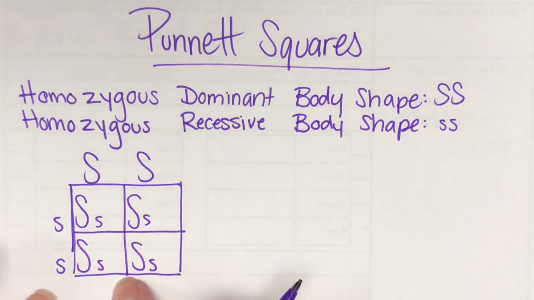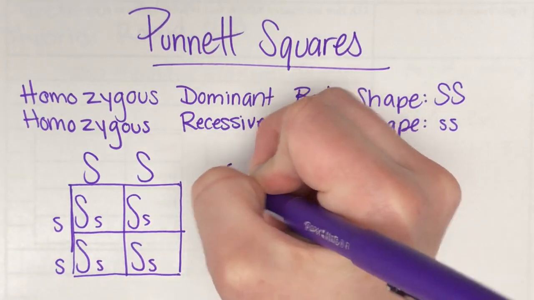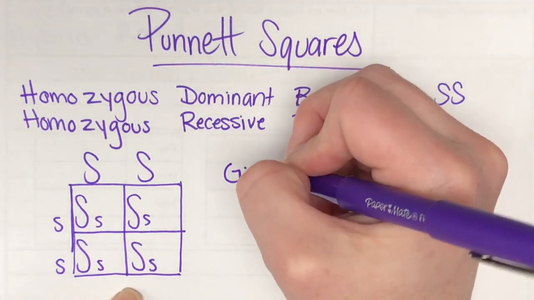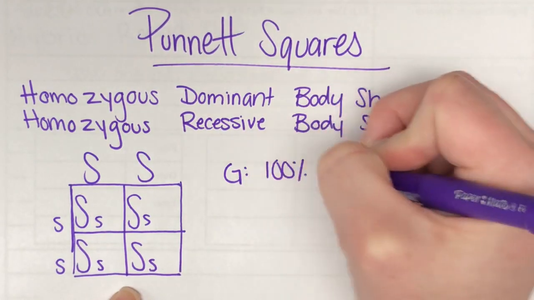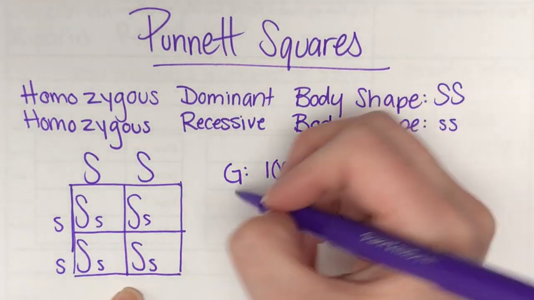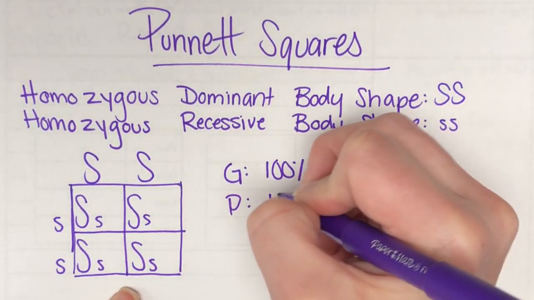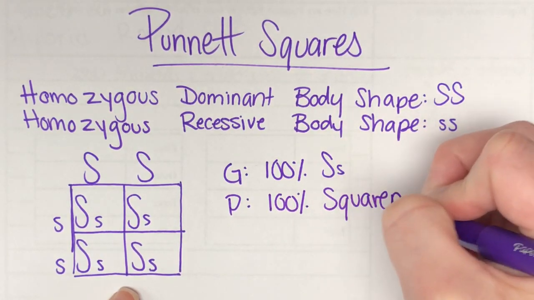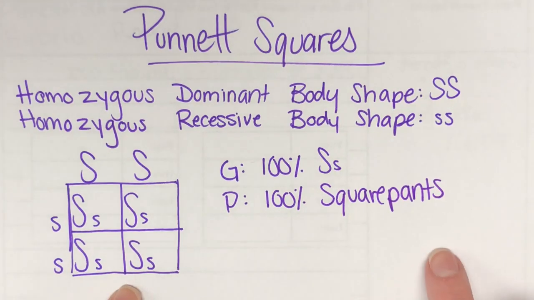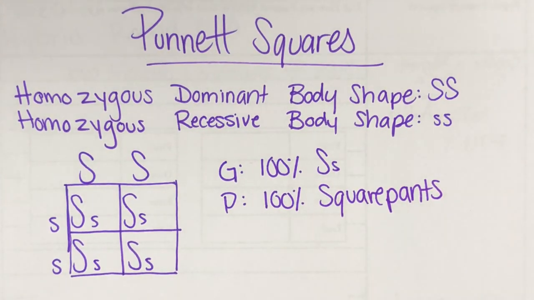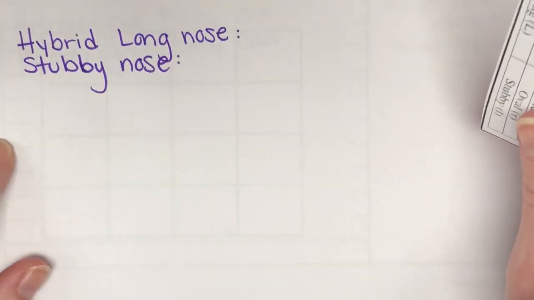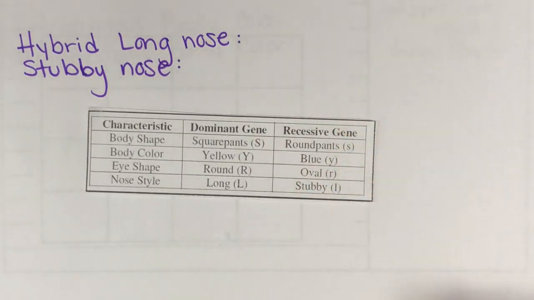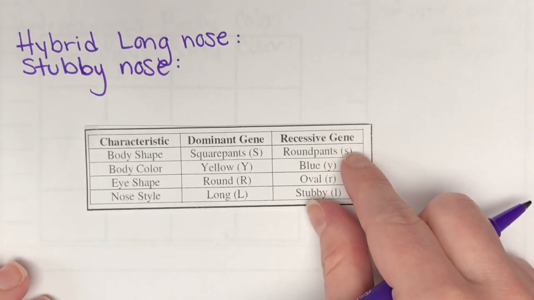Okay, so now all of these are genotype possibilities. We only have one. All 4 of these boxes are the same. We have 100% big S, little s, which means our phenotype is also 100% square pants. Okay, let's try another one. So, hybrid long nose and stubby nose. Okay, so again, pause the video.